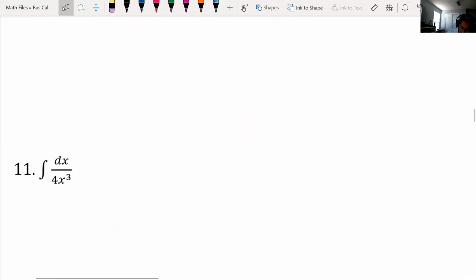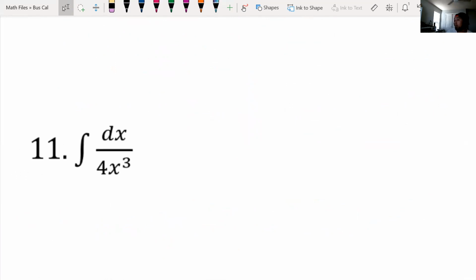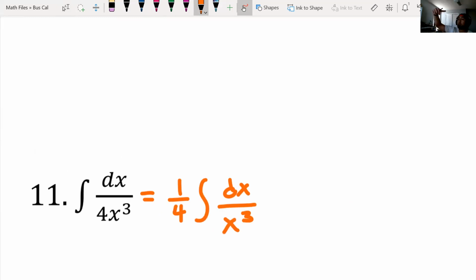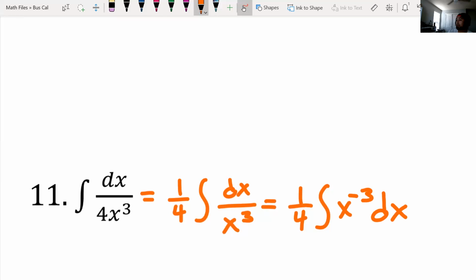Okay. 11. The integral of dx over 4x cubed. So again, let's go ahead and fix this up. I'm going to take the 1/4 out, and you'll get 1/4 times the integral of dx over x cubed. And then we'll use the negative exponent rule and flip the x cubed up. You'll get 1/4 times the integral of x to the negative 3 dx.